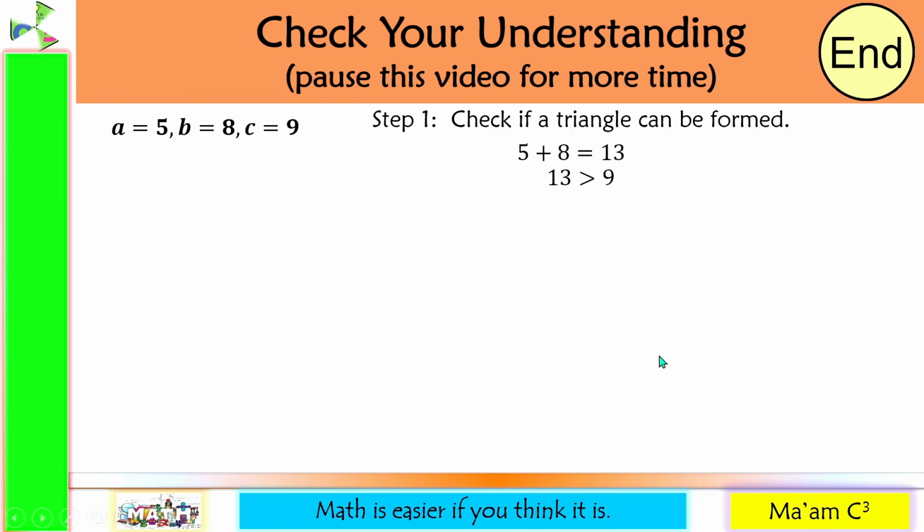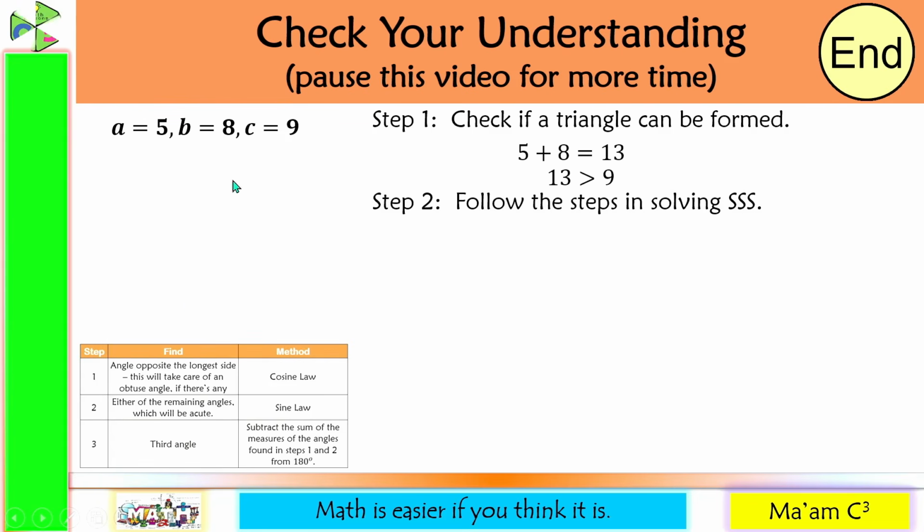Step 2, we're going to follow the steps in solving for SSS. And here are the steps once more. Step 1 is to solve for the angle opposite the longest side. So in this case, that would be angle C. And that is using cosine law. Earlier, I derived the formula in solving for the missing angle. This time, I'm going to use the formula I gave you.